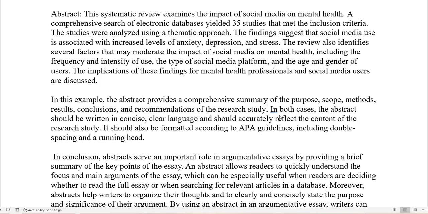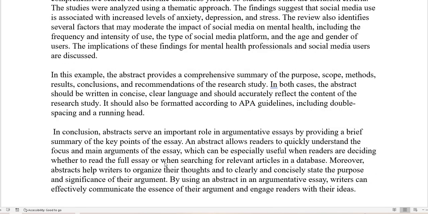Anyway, so in both cases, whether you're doing the descriptive or the informative abstract, the abstract should be written in concise, clear language and should accurately reflect the content of the research study. It should also be formatted according to APA guidelines, including double spacing and a running head. In conclusion, abstracts serve an important role in argumentative essays by providing a brief summary of the key points of the essay.